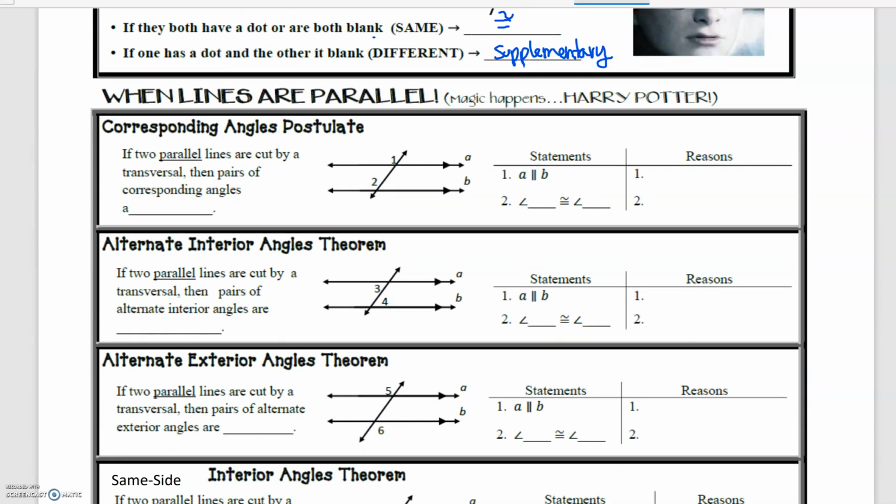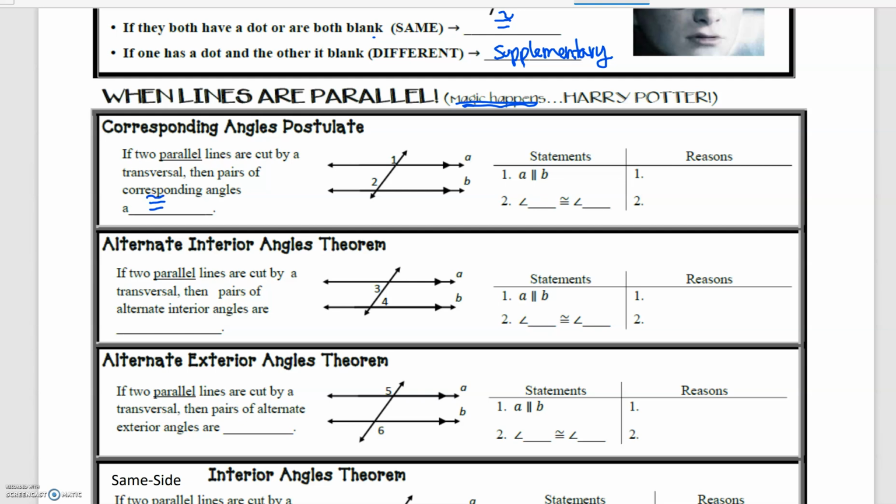So when lines are parallel, magic happens. So Harry Potter, when the lines are parallel, those relationships that we kind of identified in the previous lesson, those angles have these relationships now. So if two lines are parallel, and they're cut by a transversal, then the corresponding angles are congruent.